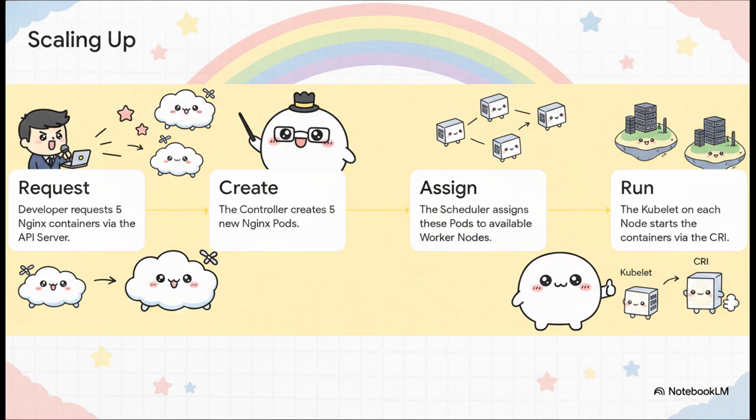But right now, they're just floating in the system. They don't have a home. Step 3. The scheduler spots these unassigned pods and distributes them across your available worker nodes to balance the load. Step 4. The kubelet on those specific worker nodes receives the command and tells the CRI to physically start those containers. And boom! Your system has successfully scaled up.